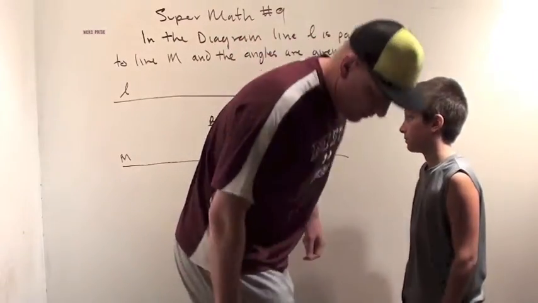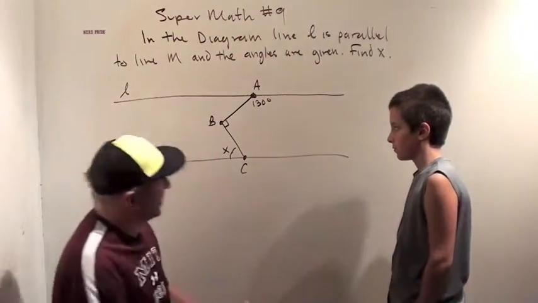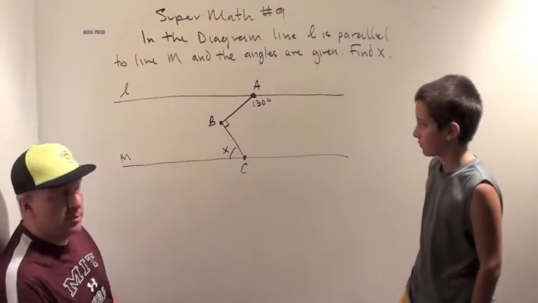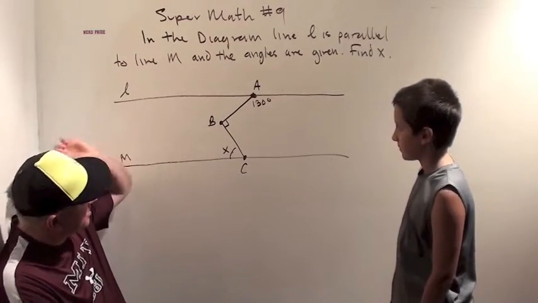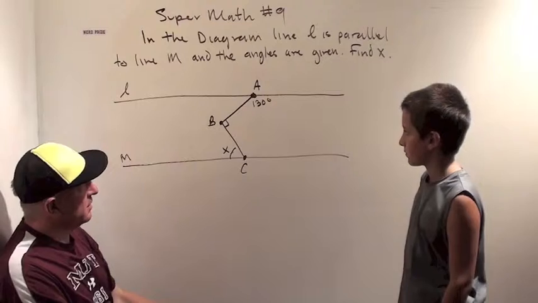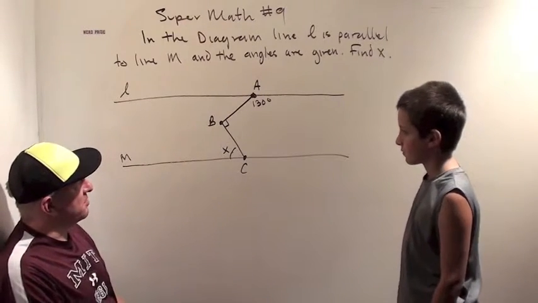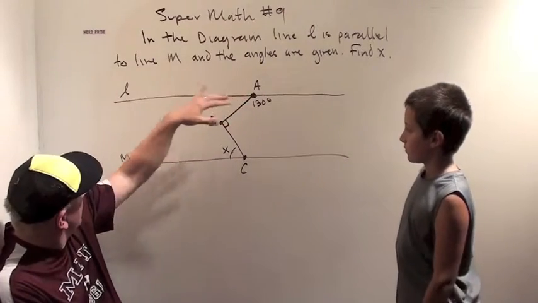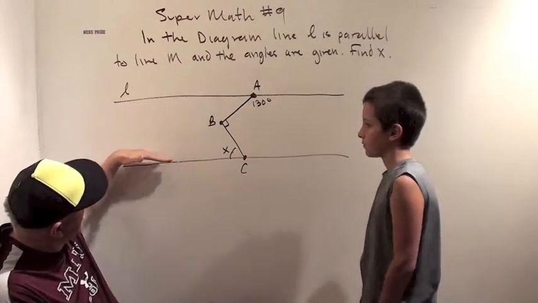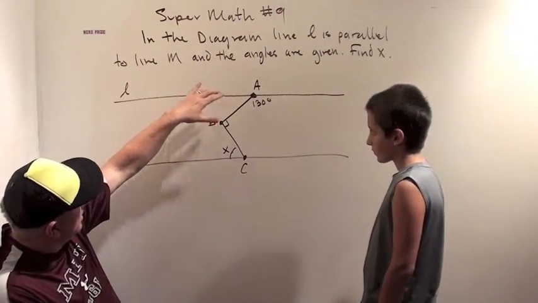SuperMath9. This is one of the example problems from Art of Problem Solving's geometry book, in the parallel lines section, and this is actually kind of a famous challenge problem about parallel lines. In the diagram, line L is parallel to line M, and the angles are given.